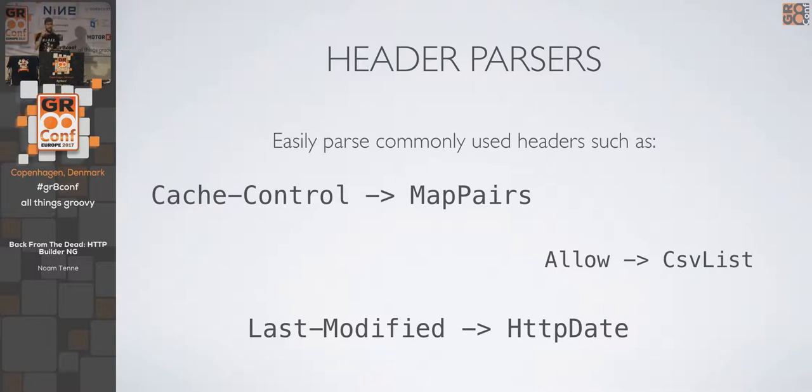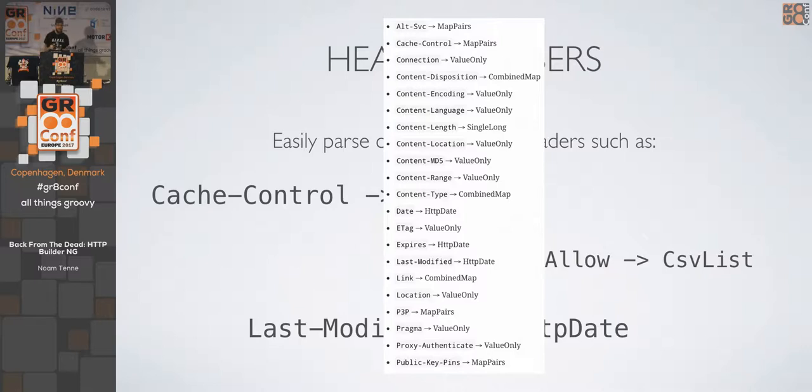No more index of semicolon and then split, and then is it a map? Does it have a value? Doesn't it have a value? Is it matrix parameters? All that is gone. And not only those, there's a huge list of all the supported headers which they already auto-parse and handle for you. So this is really, really useful because, as discussed before, you can now make it in time for dinner. You no longer have to parse your own headers.